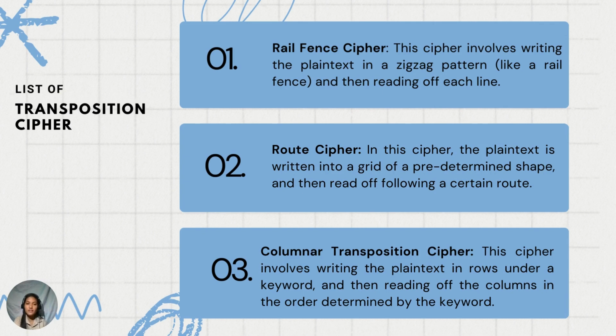Now let's go to the types or kinds of transposition cipher. The first one is the rail fence cipher. Rail fence ciphers have the plaintext letters rearranged in a zigzag pattern down two rails or two rows, and then the ciphertext is read off in rows. The second one is a route cipher. In this cipher, the plaintext is written into a grid of a predetermined shape and then read off following a certain route. The third one is the columnar transposition cipher, which involves writing the plaintext in rows under the keyword and then reading off the columns in the order determined by the keyword.